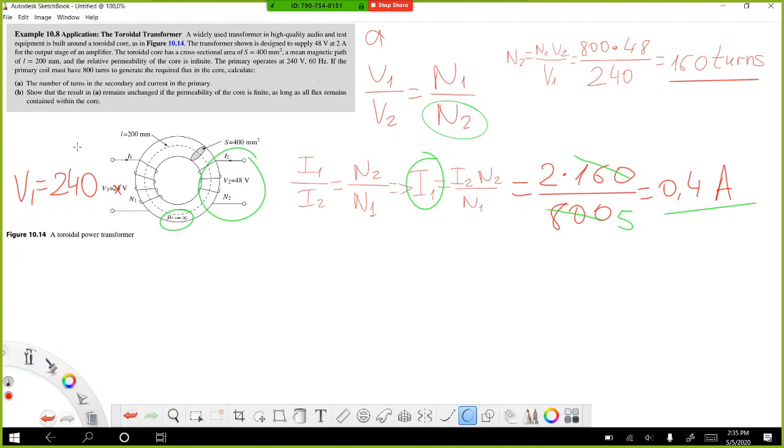The next part of our question, part B. Show that the result in A remains unchanged if the permeability of the core is finite, as long as all flux remains contained within the core. So in the second question, we assume that our transformer is a real transformer with finite permeability, and we assume that all flux remains within the core. It means that for a real transformer with finite permeability, we have the relationships.